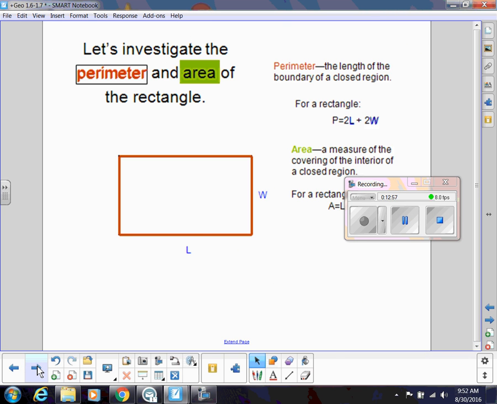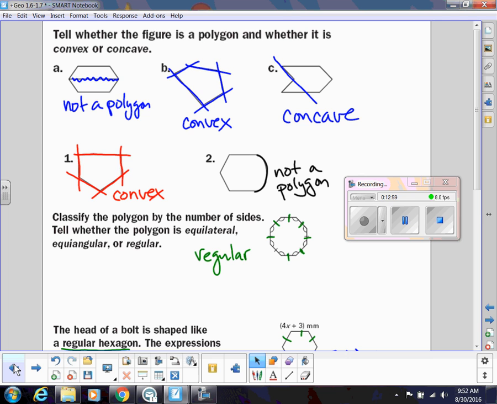So in the next video, we'll talk about perimeter and area.